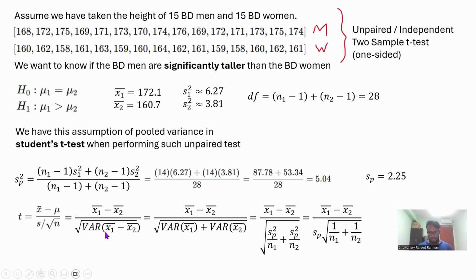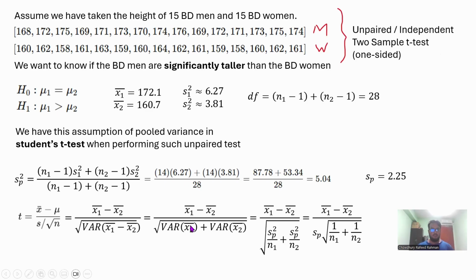Now, if you know your math, you know that the variance of two variables is nothing but the summation of their variances, right? Although this is minus, don't be fooled by that, but there are two variables, so you have to add those variances, because we are actually assuming that x1 bar and x2 bar are independent, right? Those are independent because this is unpaired. So obviously that assumption is correct.